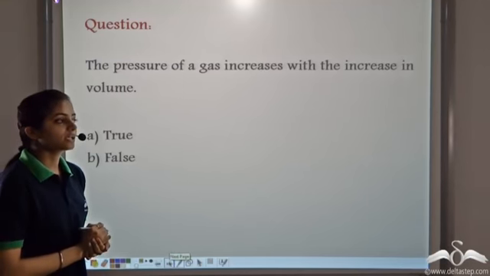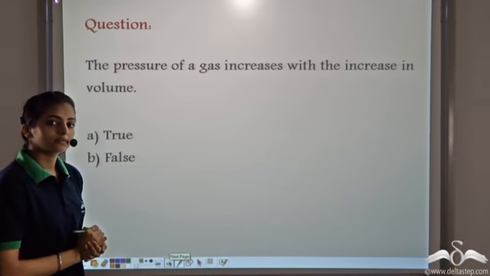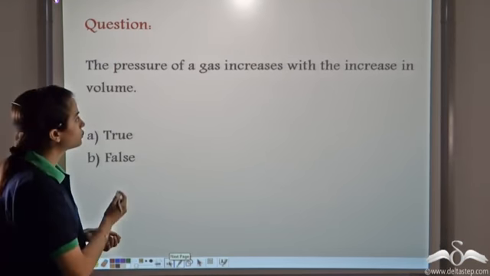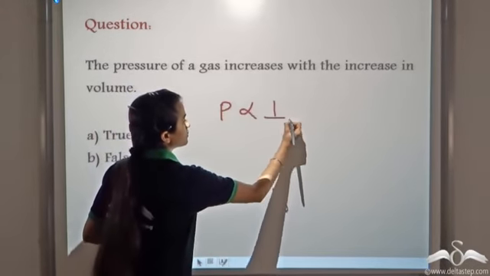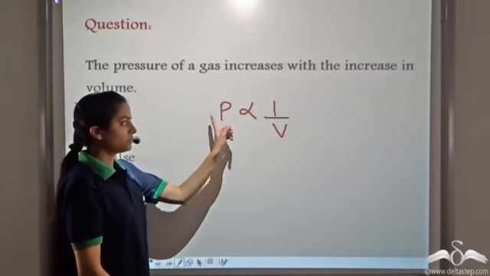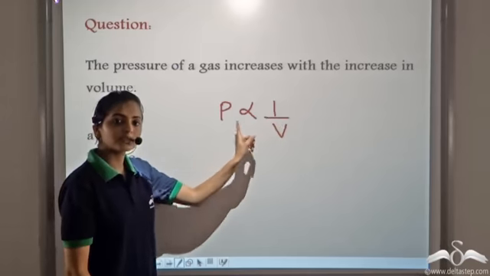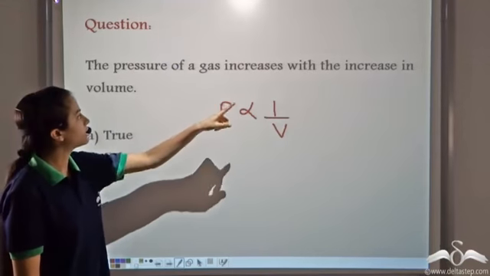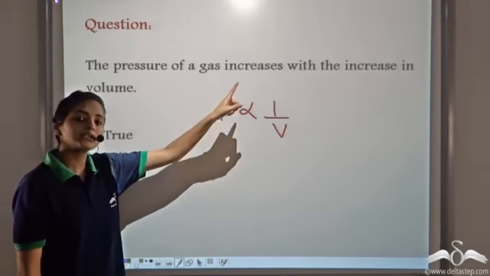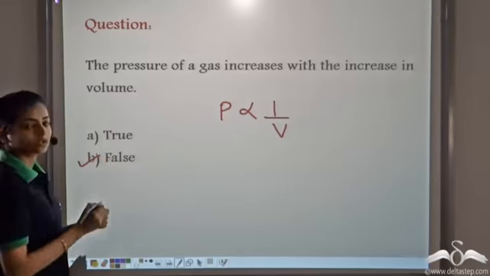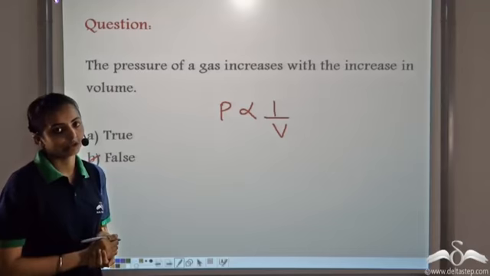The pressure of a gas increases with the increase in volume. Is it true or false? From Boyle's law, we know that pressure is inversely related to volume. So as volume increases, pressure decreases. So with the increase in volume, pressure decreases. So the pressure of a gas decreases with the increase in volume. The statement that we have is false. It does not increase, it decreases with the increase in volume.